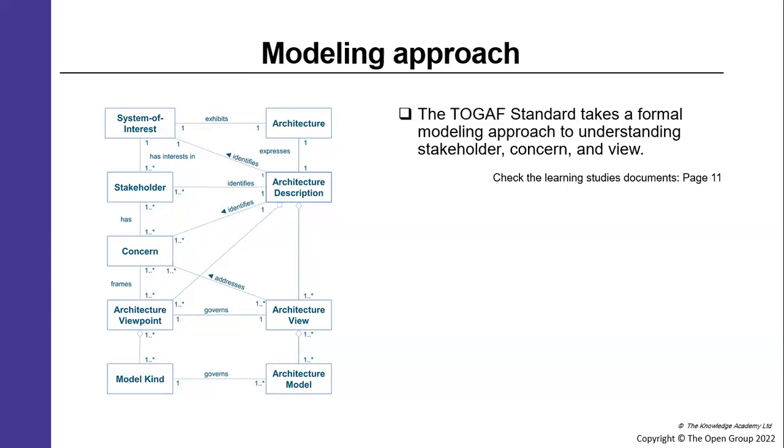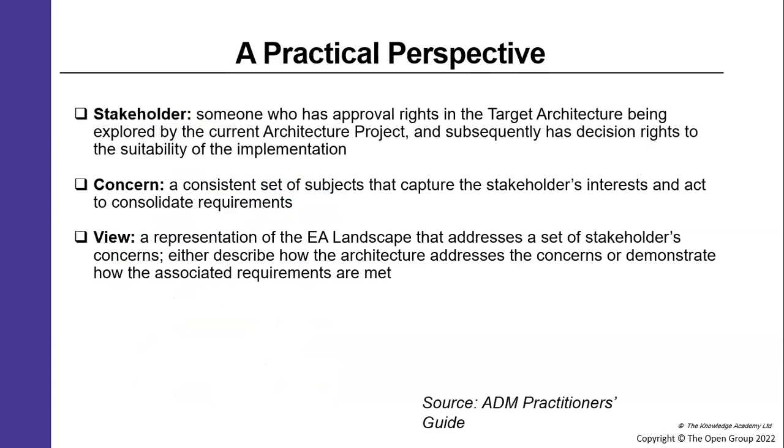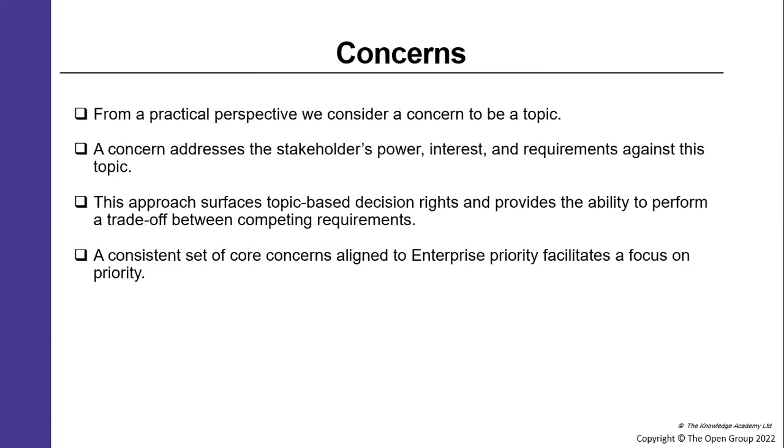Now, practical perspective here: stakeholder, concerns, and view. This is what I was telling you. Now, let's go to the next one. What is a concern? We know what a concern is. As I told you, it could be anything: performance concern, quality concern, usability concern. It could be anything.